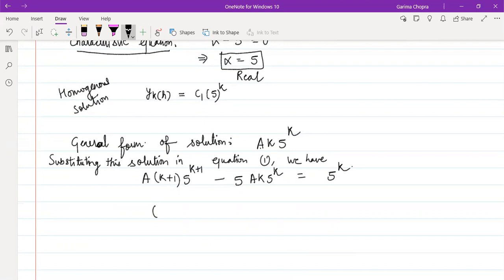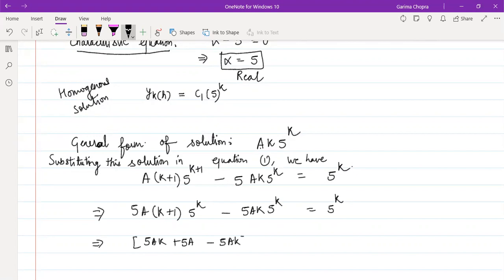So here we have 5 raised to power k plus 1. We can take 5a, and it is k plus 1, and then we have 5 raised to power k, and then we have 5ak, 5 raised to power k, and on the right hand side we have 5 raised to power k. Let us collect the terms. We have 5ak, then we have 5a, then we have minus 5ak, and this 5 to power k is present in all these three terms.